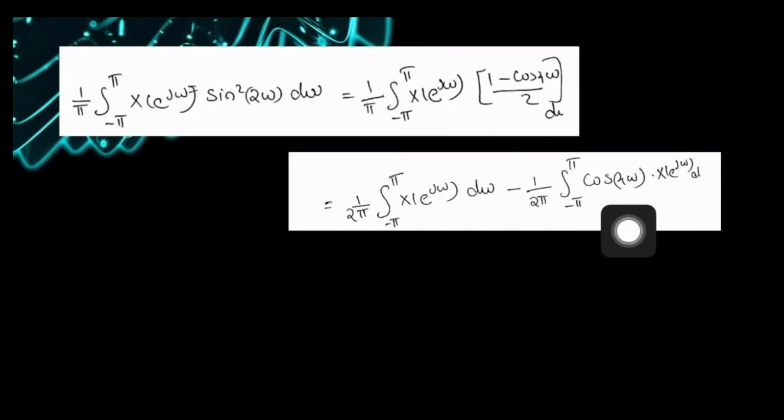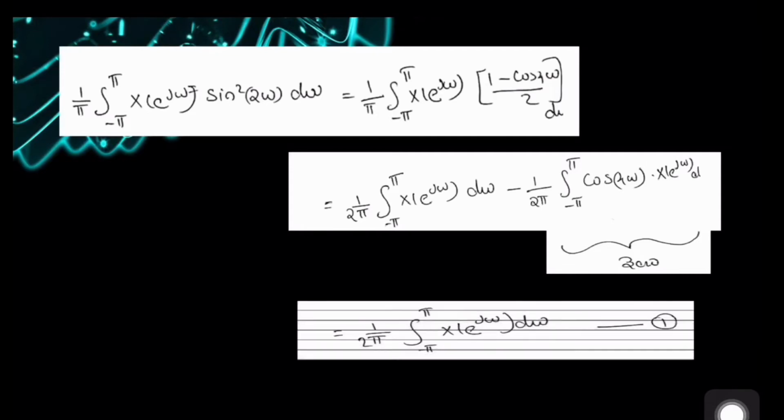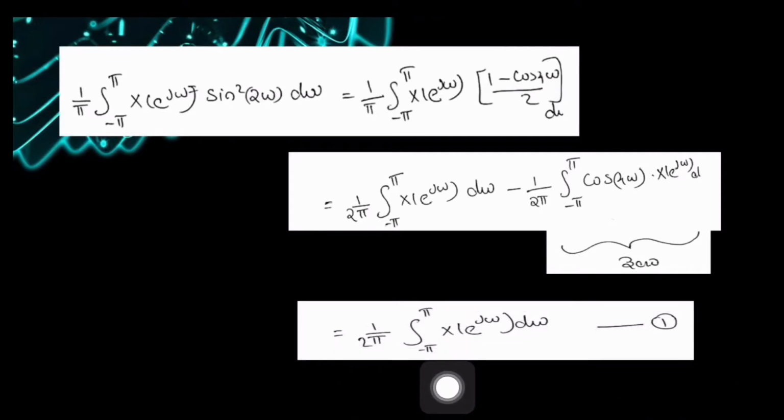Now you look at this term. As you know, cos 4 omega is a periodic signal with period 2 pi. So when we integrate this periodic signal over its period minus pi to pi, the result is 0. Hence, the second term is 0 and our desired quantity can be written as 1 by 2 pi integral minus pi to pi x of e raised to j omega d omega. Let us label this as equation number 1.